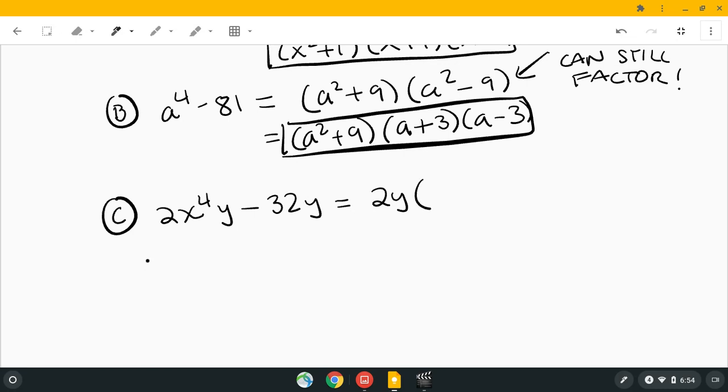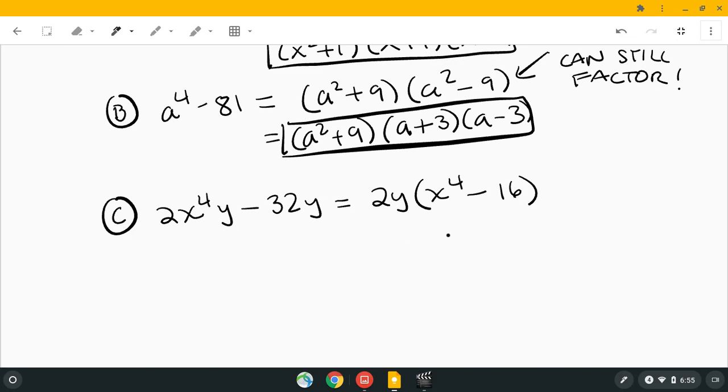Okay, so now let's figure out what goes in here to get this back. I have a 2y out here, and I need to make all of this. So this is going to be x to the 4th, so that when I multiply this out, I get 2x to the 4th y. And over here, when I multiply 2y times this, I should get 32y. So that's just 16, because 2y times 16 is 32y.